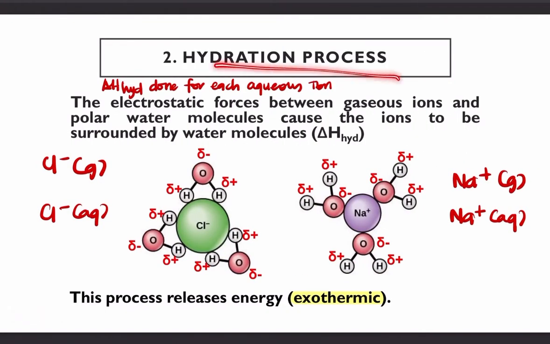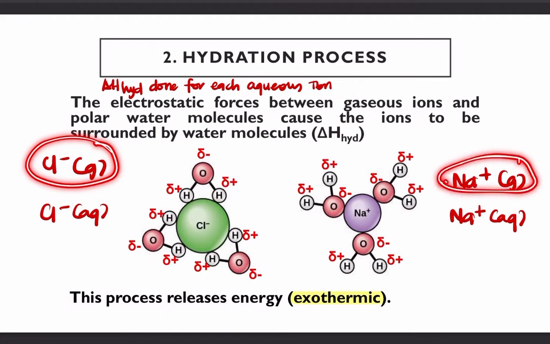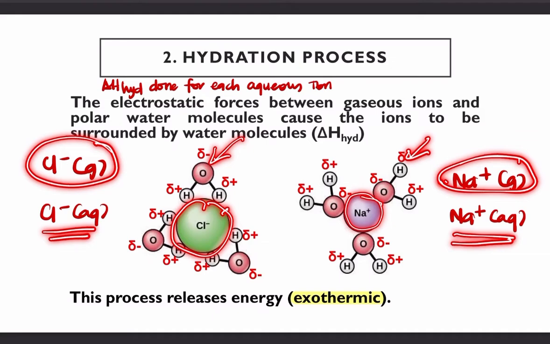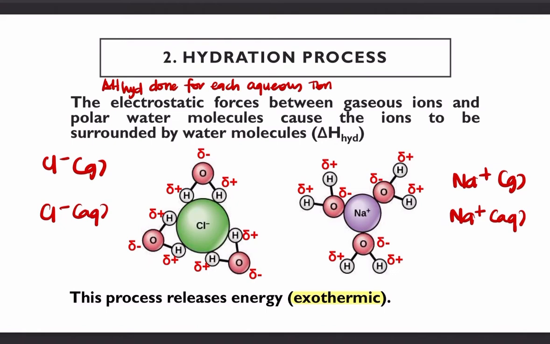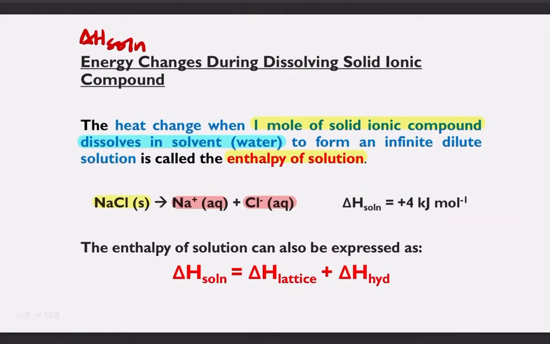The next stage is the hydration process, or delta H hydration. We already have our gaseous ions. These gaseous ions will be hydrated with water, meaning your water molecules will surround your gaseous ions and then they will become aqueous ions. This process is exothermic, which means delta H is negative. So the energy change during dissolving of solid ionic compounds is basically delta H solution. This is the definition of delta H solution for you to recall.